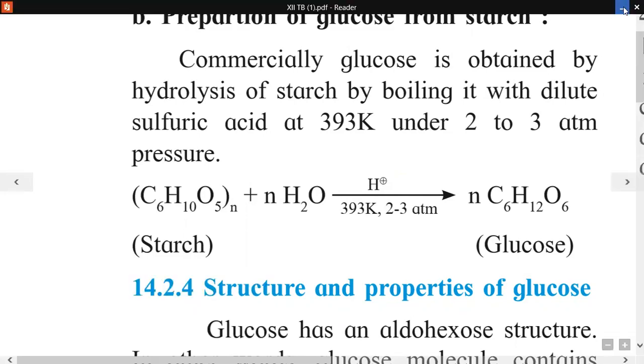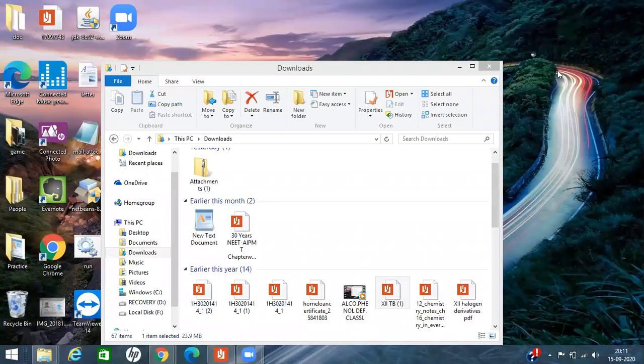So these are the two methods for the preparation of glucose, one from sucrose and second from starch. Both methods involve a hydrolysis reaction.